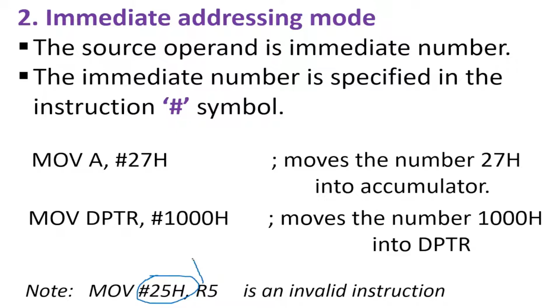How can you move one number into another number? You can move a number into a register, you can move a number into a memory location, but you cannot move a number into a number. That's why "MOV #, #" is an invalid instruction. We cannot write such types of instructions.